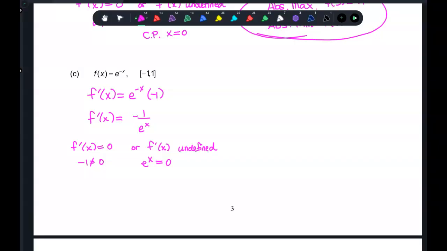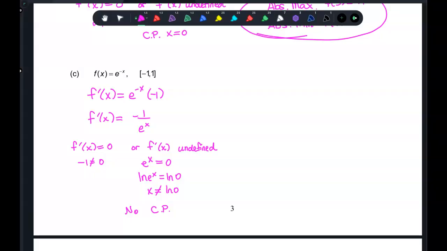First of all, I could do natural log. And I would get natural log of 0, but that's a problem because we can't take the natural log of 0. That's not in the domain. So that means there are no critical points. Okay, that's fine. That just means we're only going to have to plug in the endpoints.